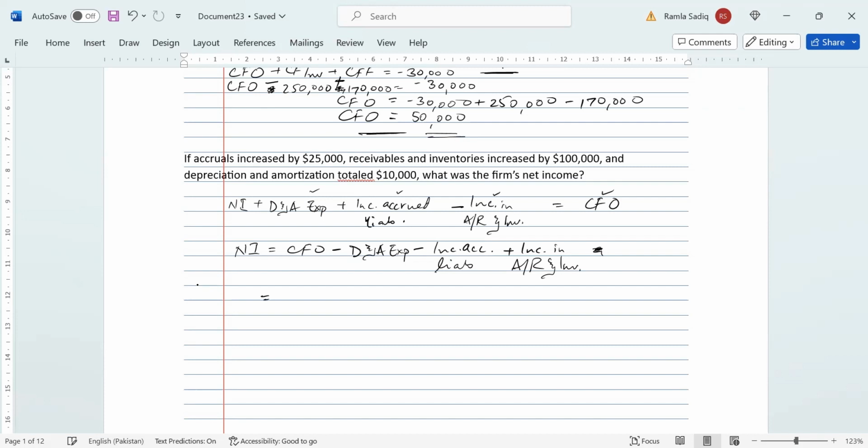Plugging in all of the numbers we know from the last part of the question, cash flow from operating activities is 50,000. Our depreciation and amortization expense in this question is given as 10,000, so minus 10,000, minus increase in accrued liabilities, that's 25,000, so minus 25,000, and plus increase in accounts receivable and inventories, that's 100,000. And so our net income, when we plug all of this into a calculator, is equal to $115,000. This is our net income.